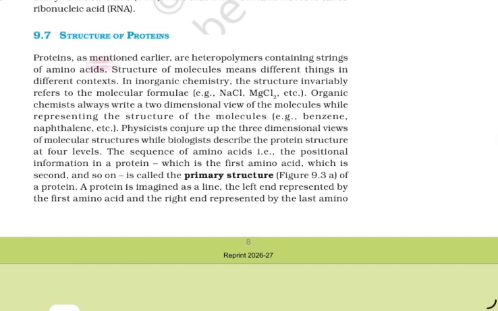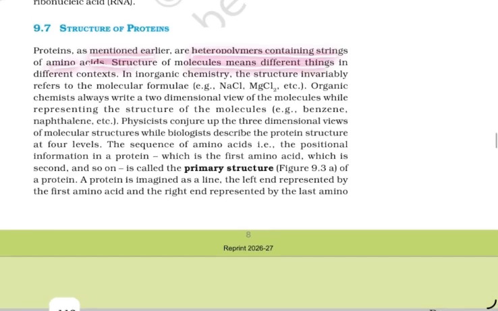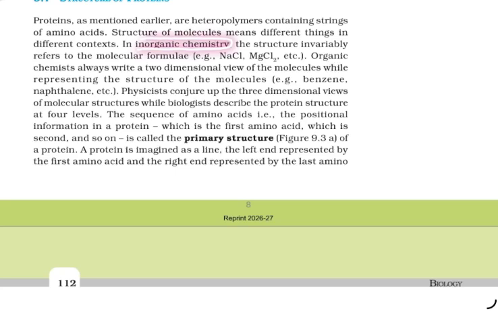Structures of proteins. As mentioned earlier, the heteropolymer contains a string of amino acids. Structure of molecules means different things in different contexts. In inorganic chemistry, the structure invariably refers to the molecular formula, NaCl, MgCl2, etc. In organic chemistry, structures are always written in a two-dimensional view, representing molecules like benzene and naphthalene, etc. Physicists conjure up the three-dimensional view of molecular structure, while biologists describe protein structure at four levels.